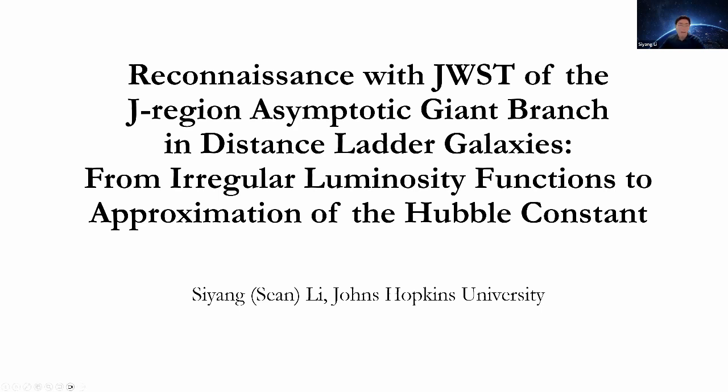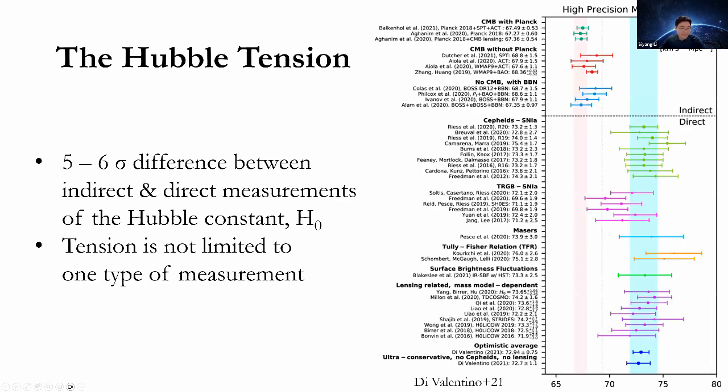All right, and so the story here begins, of course, with the Hubble tension, which is a 5 to 6 sigma difference between indirect and direct measurements of the current expansion rate of our universe, the Hubble constant, or H-naught. On the right-hand side, I show the compilation plot from Dr. Di Valentino's review paper back in 2021 that really shows the state of the tension. Again, you can see there's a very large difference between the indirect and direct measurements.